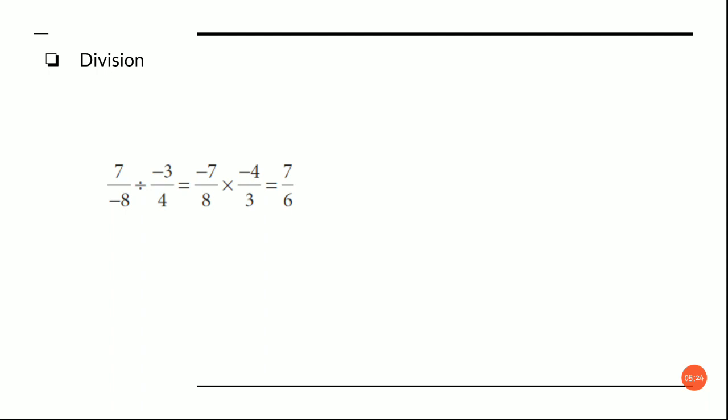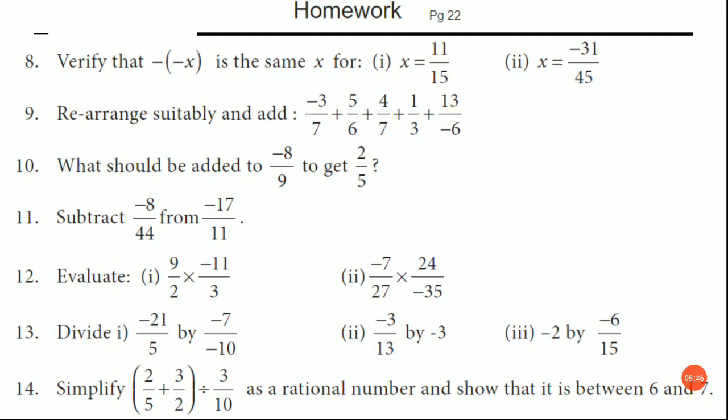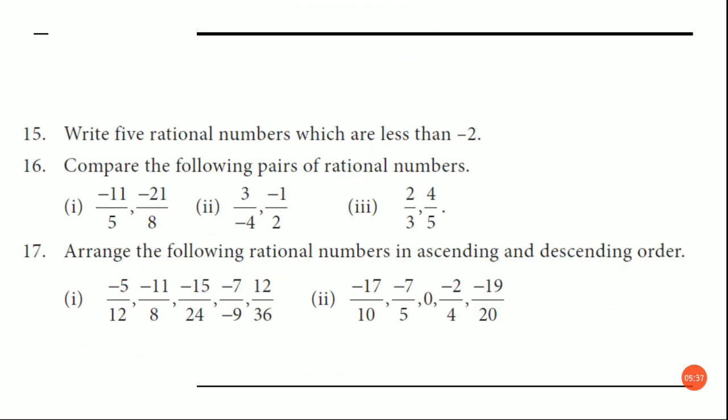Okay, are you clear with all the 4 basic operations now? Good. Now for homework, in your ebook take page number 22. In that, starting from the 8th sum up to the 17th sum, you have to do it as homework. If you have any doubts, you can ask me.